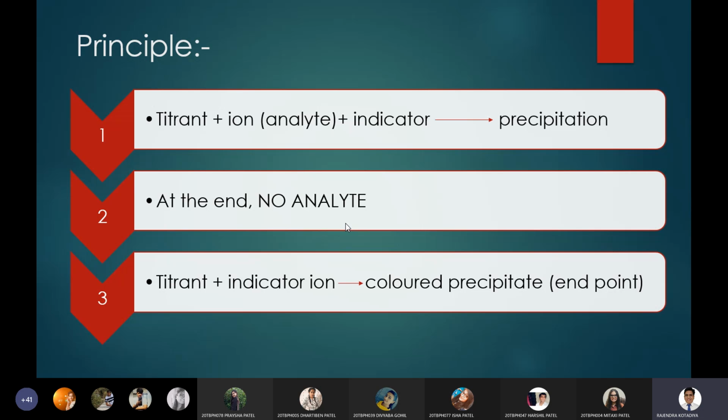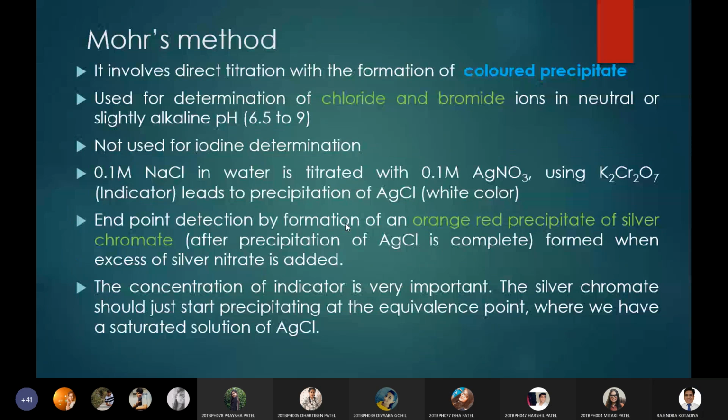Okay, so now we shall see its application part, where it is used and how precipitation actually happens. When we are talking about precipitation titration, it is categorized into 3 different types of titration. Let us see the first one, which is known as Mohr's method. So Mohr's method involves a direct titration with the formation of a colored precipitate.